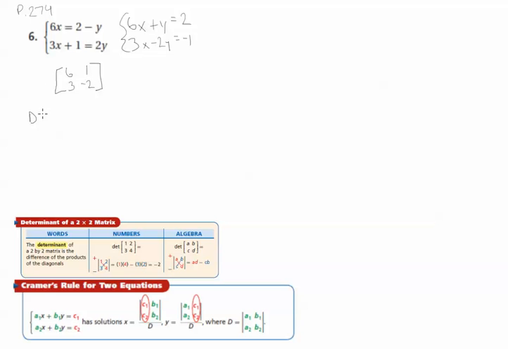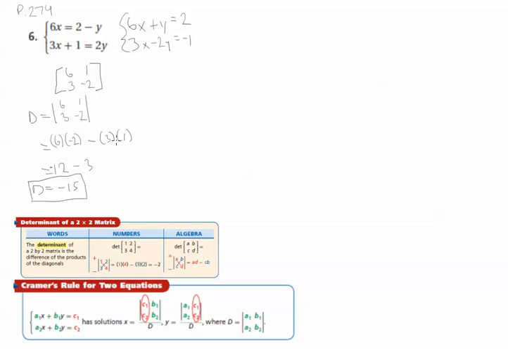And my D, or the determinant of my coefficient matrix of 6, 3, 1, negative 2, will equal 6 times negative 2 minus 3 times 1, which is negative 12 minus 3. 6 times negative 2 is negative 12. And negative 12 minus 3 is negative 15. So here my D equals negative 15, or the determinant of my coefficient matrix equals negative 15.